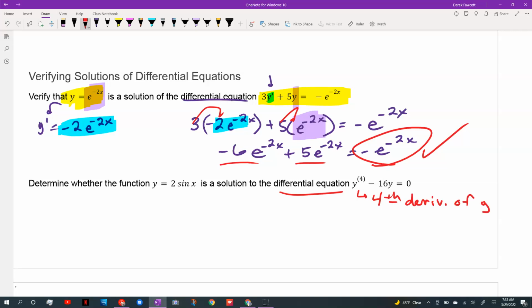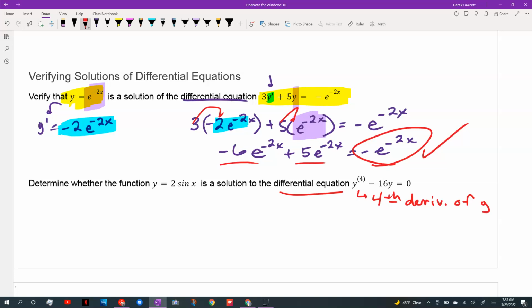All right. And the only way I know that is because it says a differential equation and it's in parentheses, so that helps us understand that as well. So that's the fourth derivative of y. All right, so that means you're going to have to go through and find the first, second, third, fourth derivative of y to answer this question.